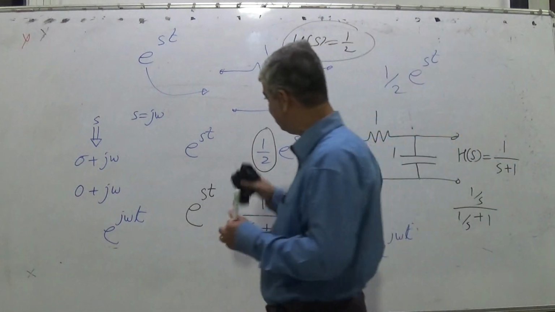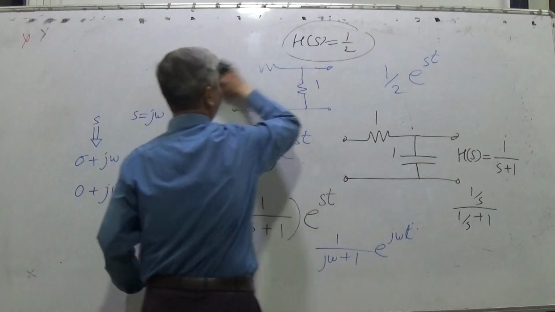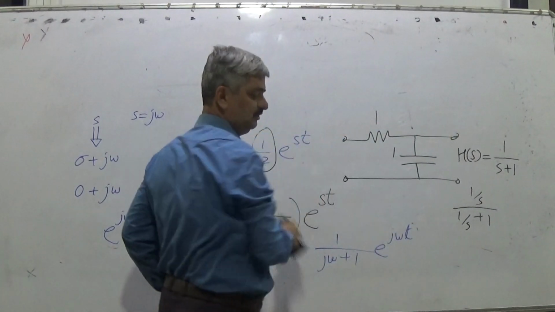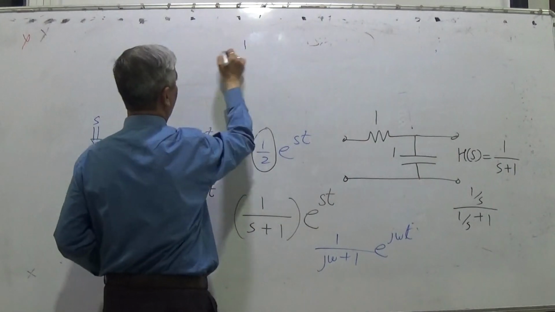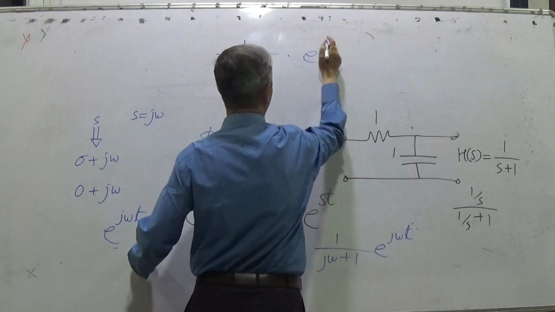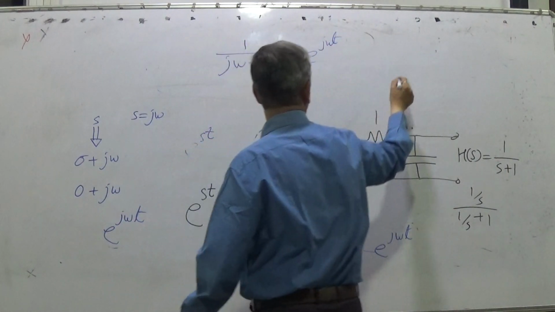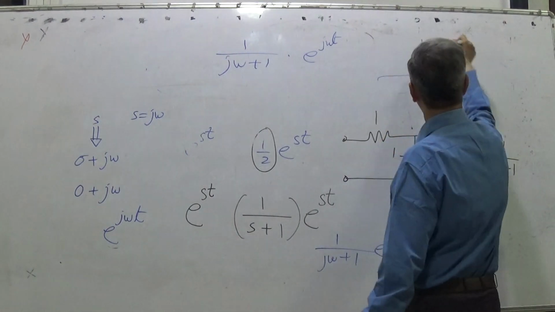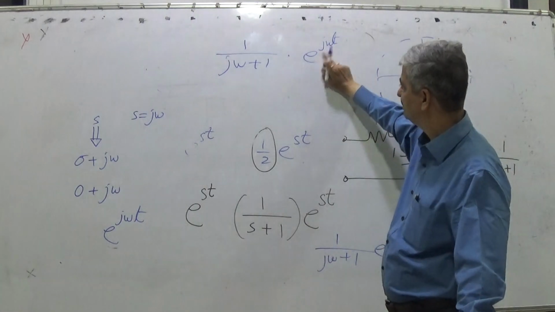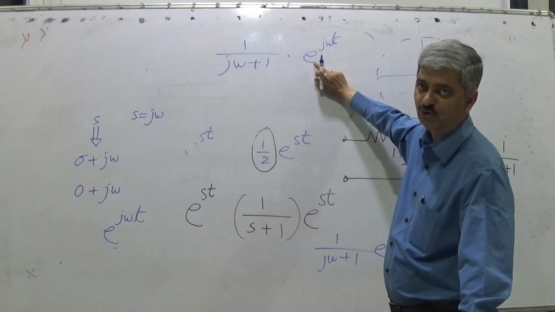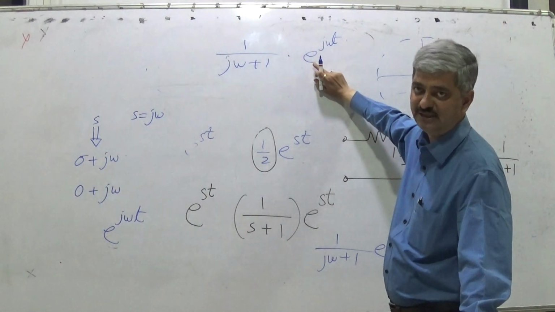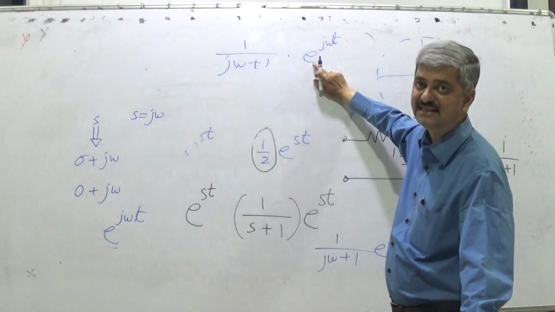So that I will plot. I hope it takes some time, but surely you will understand. So it is 1 upon j omega plus 1 into e raised to j omega t. What is e raised to j omega t? e raised to j omega t is a point rotating on the unit circle with an angular frequency or angular speed of omega radians per second.